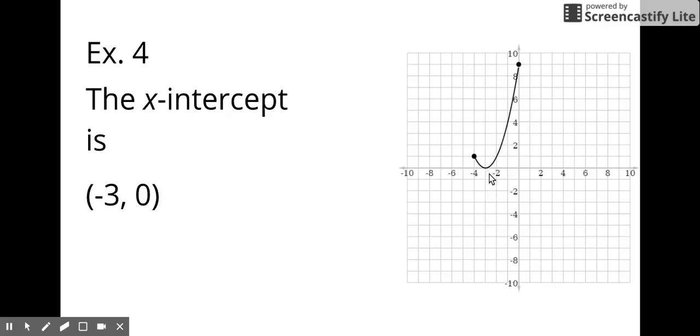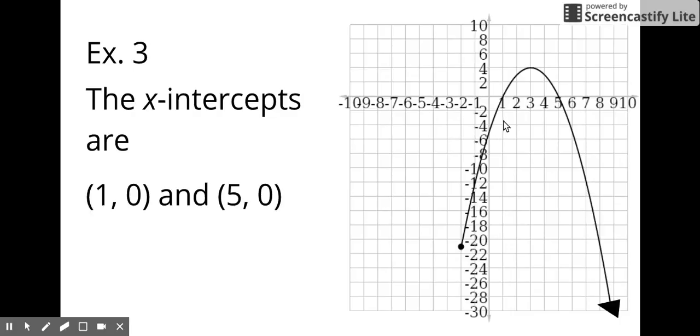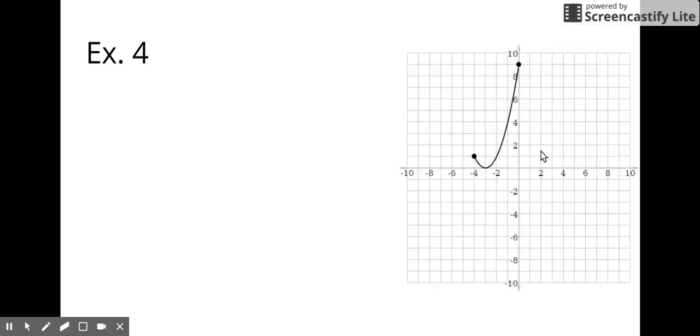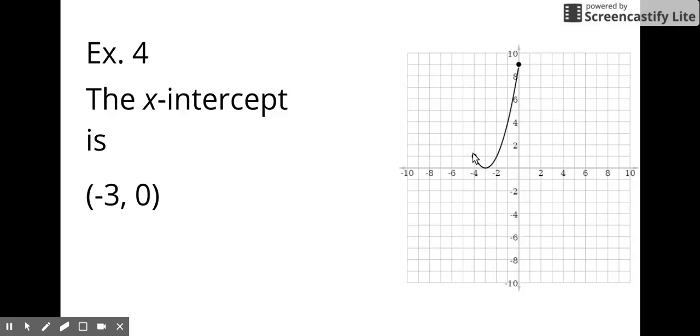It's -3, 0. Notice that over here, when we have two different x-intercepts, it passes through the x-intercept and comes back down for a quadratic. If you only have one x-intercept for a quadratic, it kind of touches the x-axis and goes back up.